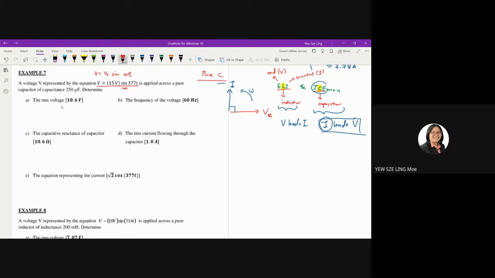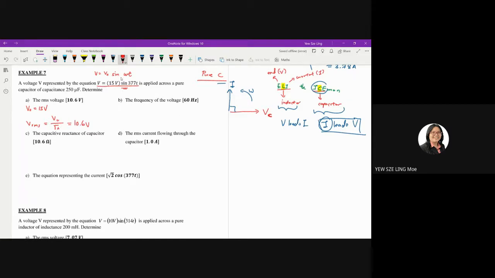Determine the RMS voltage. By comparison, when you compare the equations given with the general equations, you have V naught equals 15 volt. From this value, you can then determine VRMS by using V naught over root 2. Therefore it is equal to 10.6 volt. That is your RMS value.